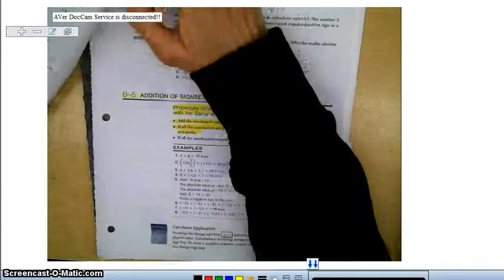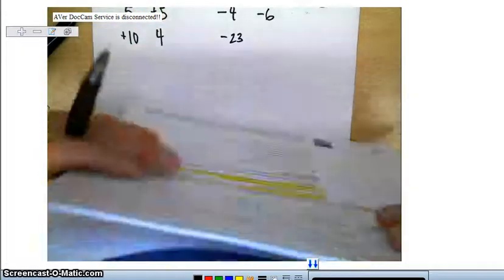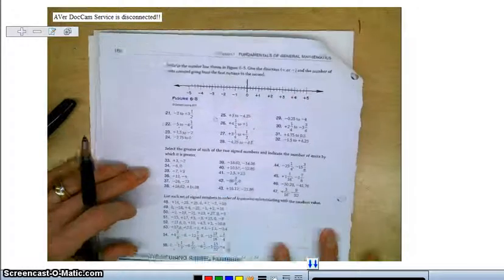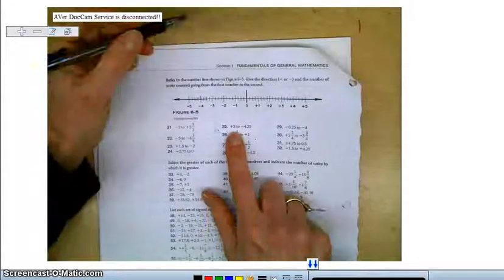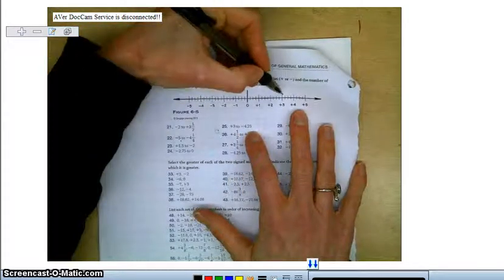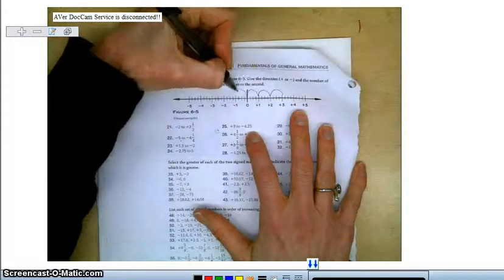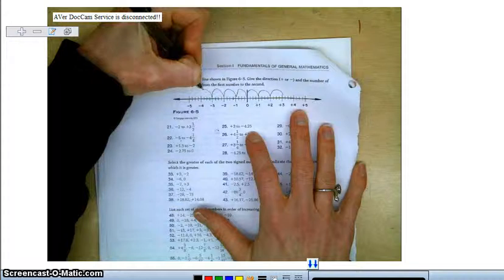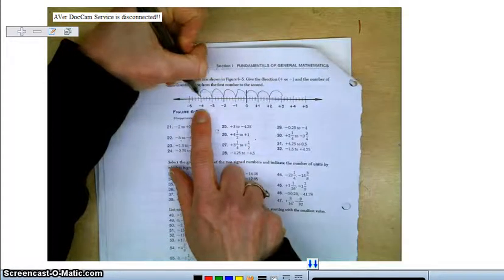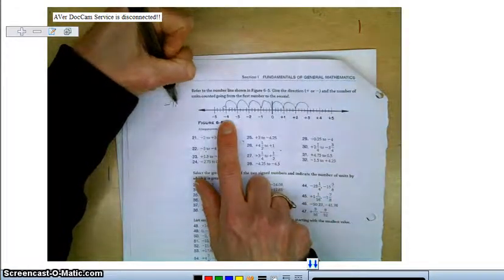What if we have decimals? What if we're dealing with the number line in decimals? Well, we just estimate the decimals. So if I wanted to move from 3 to negative 4.25, I start at 3 and I'm going to move 1, 2, 3, 4, 5, 6, 7, and negative 4.25 is right there. So I move negative 7.25.